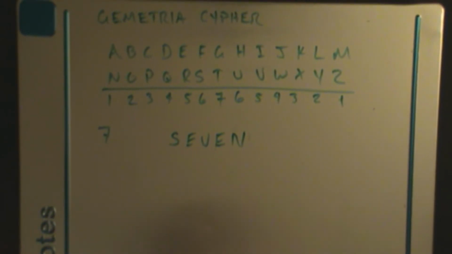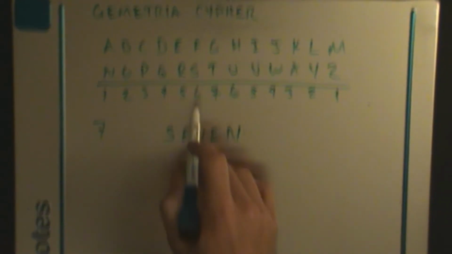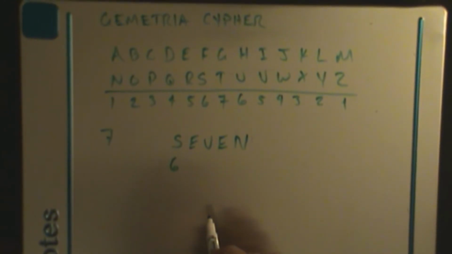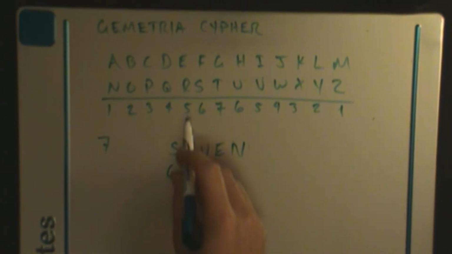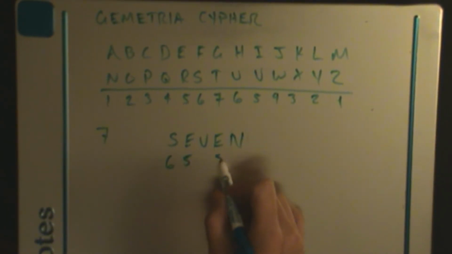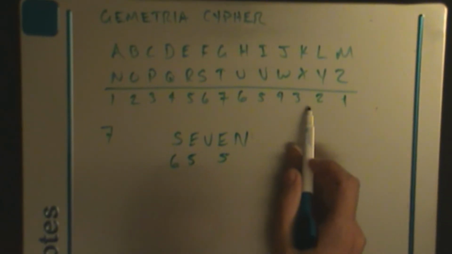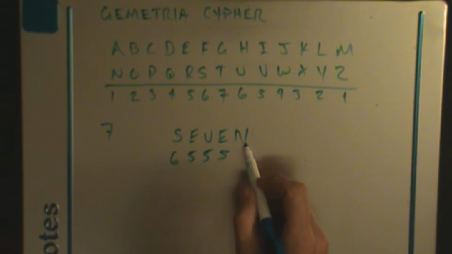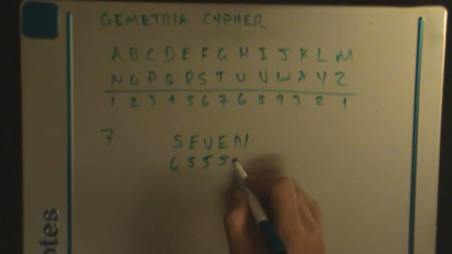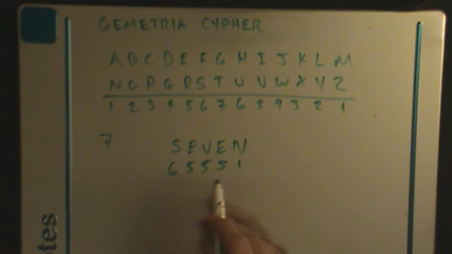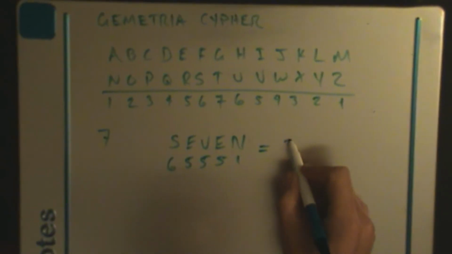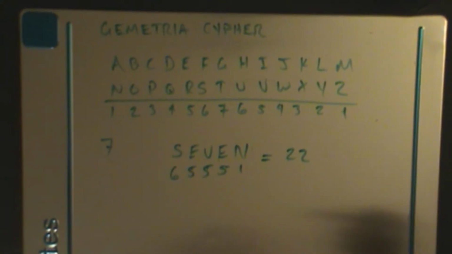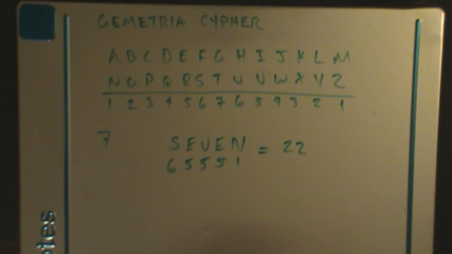So back to 7. You just look here, correspondingly below S would be 6, so that would be its numerical value. E would be 5, and we'll put 5 here as well. V would be 5 as well, and N is 1. If you just add all these numbers up, you'll get 22. Again, back to that Hebrew alphabet, that Torah number. 22 is also a very significant number.